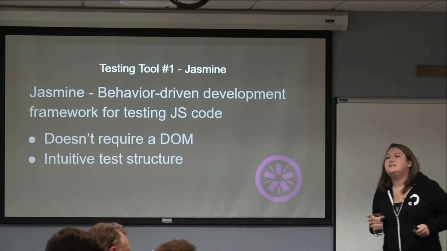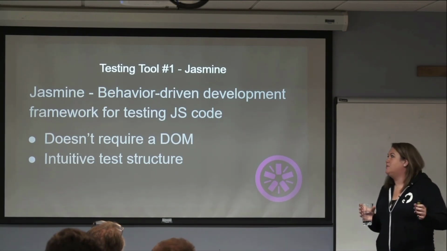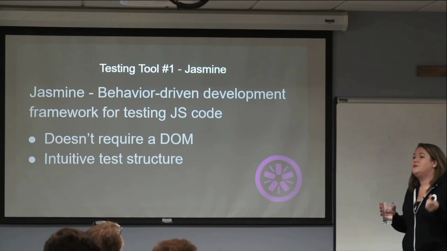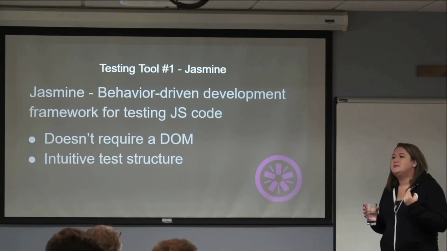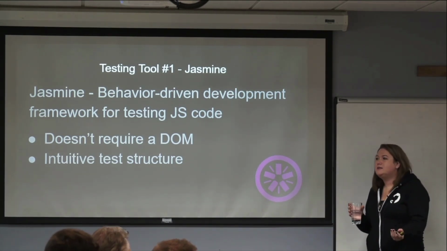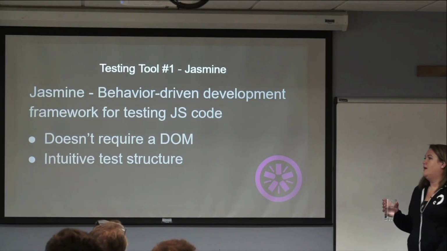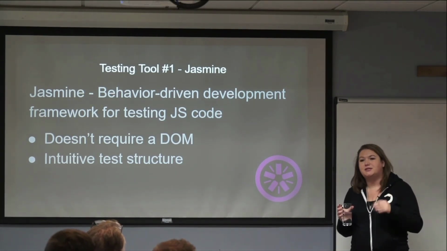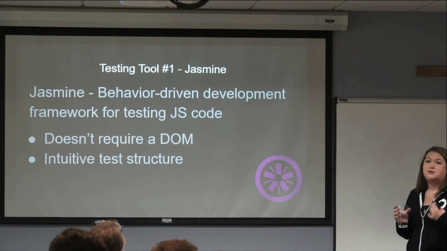So Jasmine is a behavior-driven development framework for testing JavaScript code. Who here knows what behavior-driven development is, or BDD? Okay, so for those of you that don't know, behavior-driven development is an agile framework that was designed to help improve the collaboration of quality assurance analysts, business analysts, and non-technical stakeholders, and developers, of course. What I really love about Jasmine is that it's very intuitive, so if you're just starting out, it's very easy to understand. It also doesn't require a DOM to run your tests.